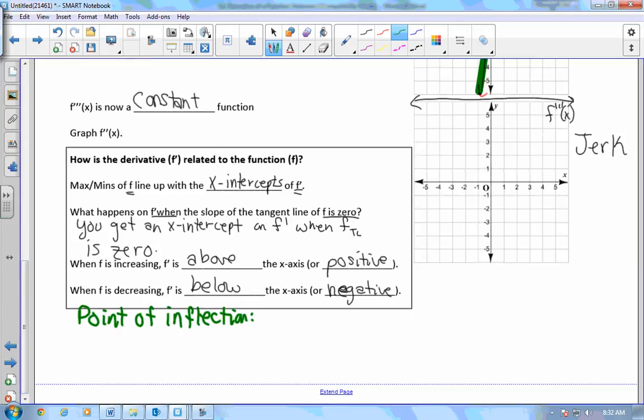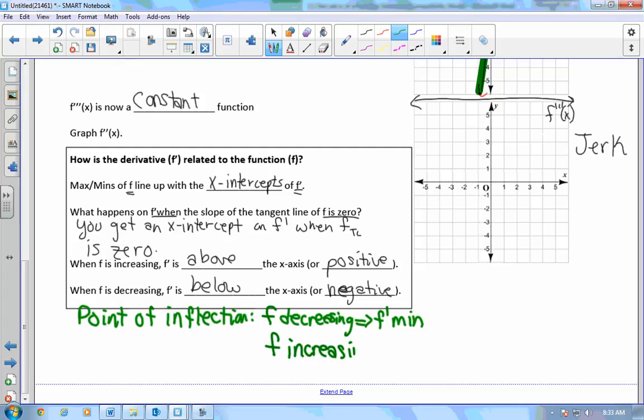So when f is decreasing, the f prime will give us a minimum. But what if you're starting from concave down, so you start increasing, and then switch around to decreasing? If f is increasing, the derivative will pop out a maximum.